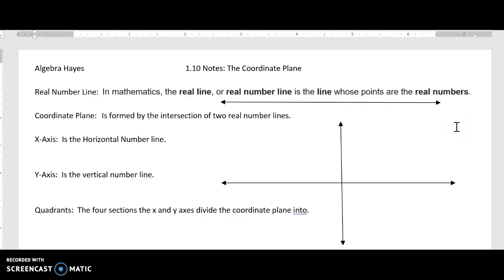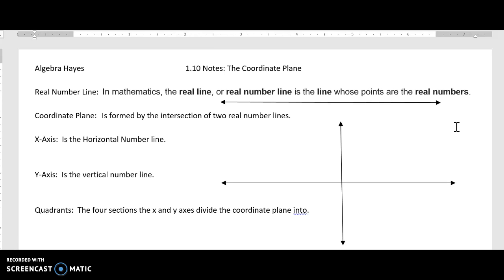All right. Section 110, the coordinate plane is really important for the future of mathematics because it's going to lead to what we do down the road, and that's graphing lines. So let's talk about what the coordinate plane is. I don't know how much experience you have with this, so I'm going to go as in depth as I can.